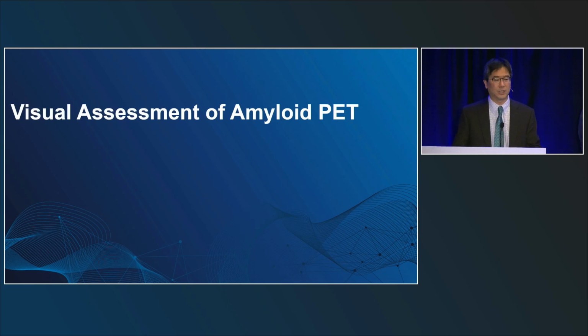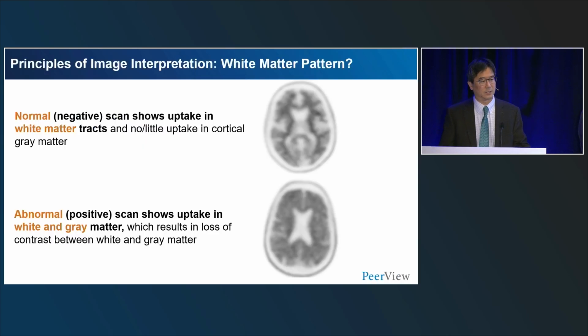Let's talk about the visual assessment of amyloid PET scans, okay? There's 3 F18 approved tracers, but they all have a similar basic principle of image interpretation, where they all will radioactively stain the white matter. Okay, so a normal or negative scan shows a white matter pattern of activity and no or little uptake in the cortical gray matter where your amyloid plaques accumulate in Alzheimer's disease. On the other hand, an abnormal positive scan shows uptake in the white and gray matter, so you lose that white matter pattern. And those are examples right there.